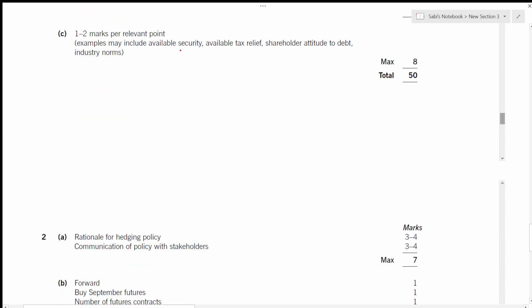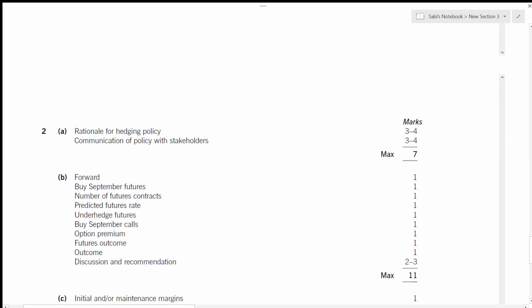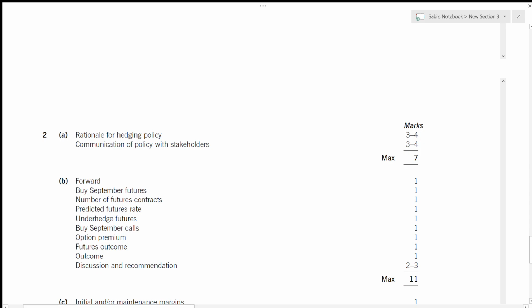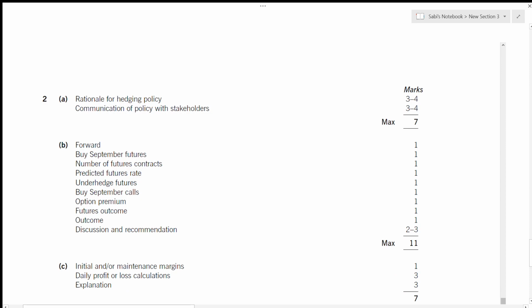Now let's go to the second question, which talked about hedging, right? The first part was about rationale and communication. So 3 to 4 marks for reasons for hedging, and 3 to 4 for the communication of the policy with the stakeholders. Second part, where we have to go through forward, options and futures. Just see, each one is 1 mark. Forward is 1 mark. Buying September future, you have to say that you are buying September future, will give you 1 mark.